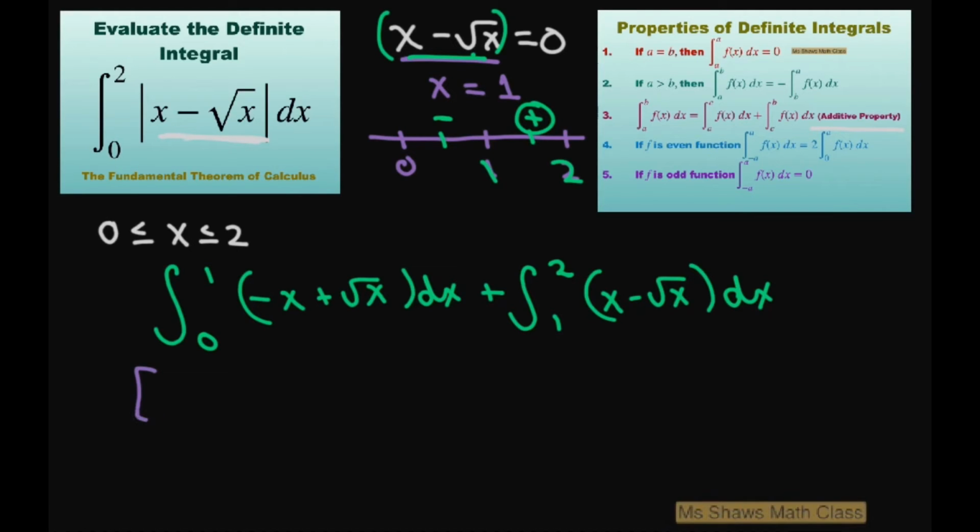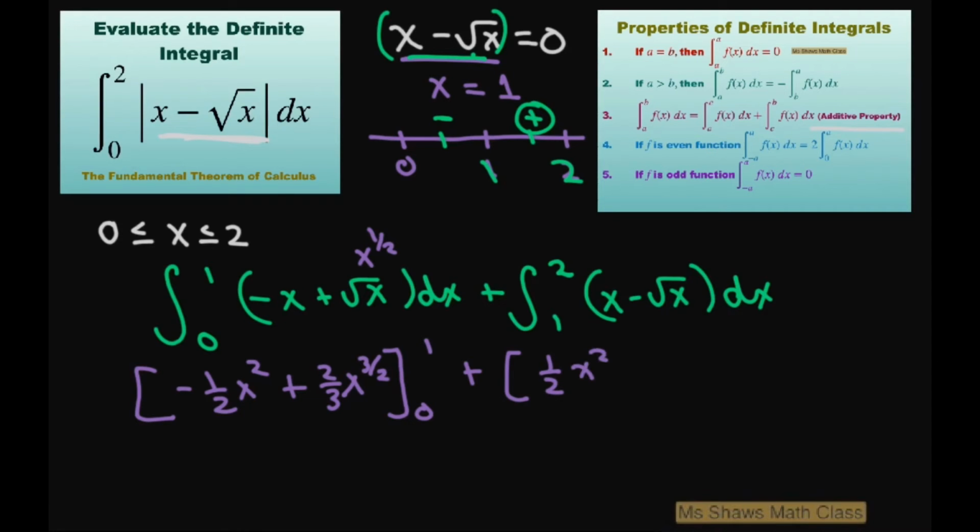This is going to equal negative 1/2 x squared plus, now this is really x to the power 1/2, and so I think we're used to that. This is going to be 2/3 x to the power 3/2, sorry. And we're evaluating this from 0 to 1. And then for this one, we're going to get 1/2 x squared minus 2/3 x to the power 3/2, and we're evaluating this from 1 to 2.